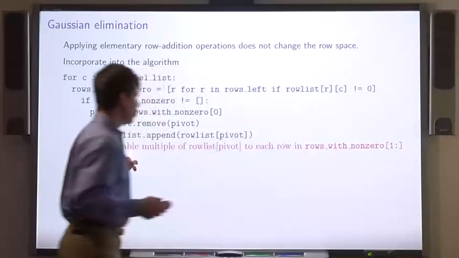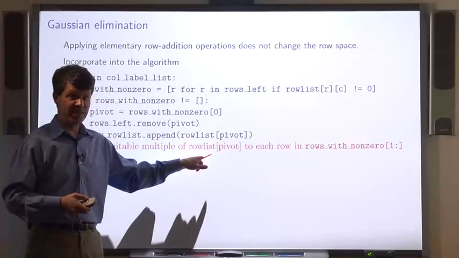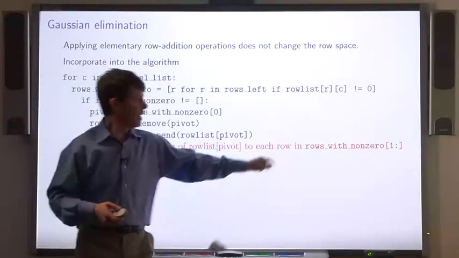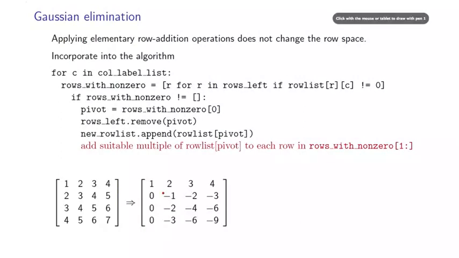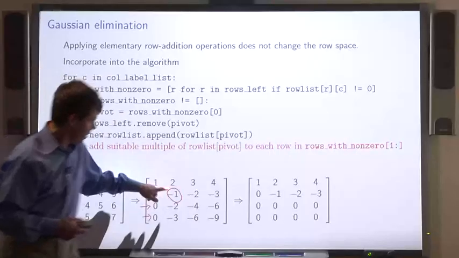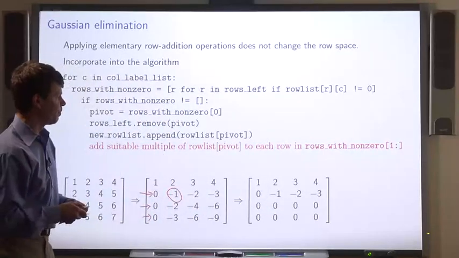You notice I've added this line in which we add suitable multiples of the row indicated by the pivot index to each of the rows that has a non-zero in the current column. So applied to this matrix, for example, after some iterations of the algorithm, this matrix turns into this matrix. Now the algorithm subtracts multiples of this row from the other two remaining rows. So this is the pivot element in this case. And here's the result. We've zeroed out this column. It also happens to have zeroed out these other elements as well.